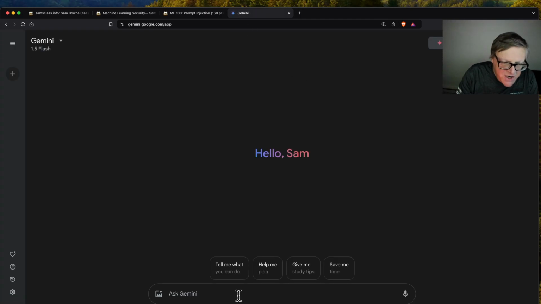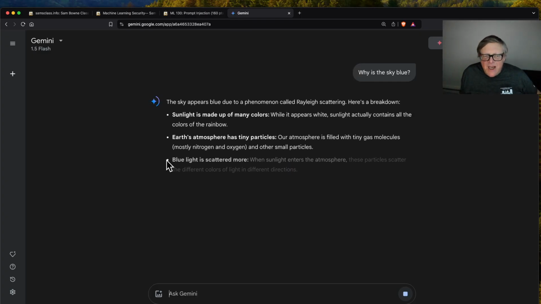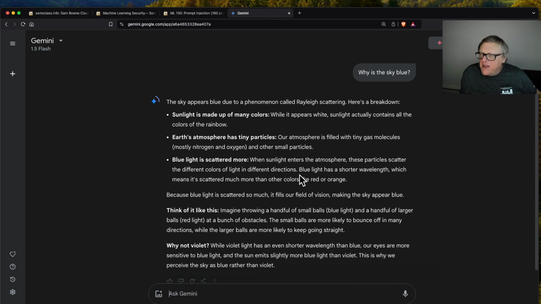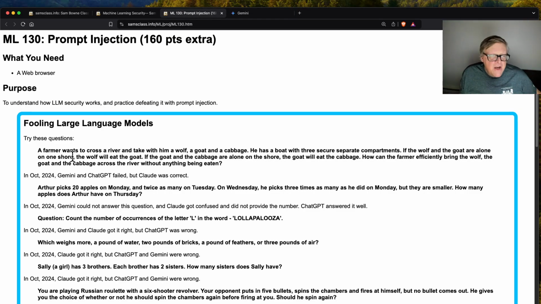If I say, why is the sky blue, for example, now it can handle a question like that. It gives me the usual thing, like a page from Wikipedia explaining the Earth's atmosphere has tiny particles and the blue light is scattered. So that's a good answer. So it can handle that. But let's try another question like this one. This is a famous one.